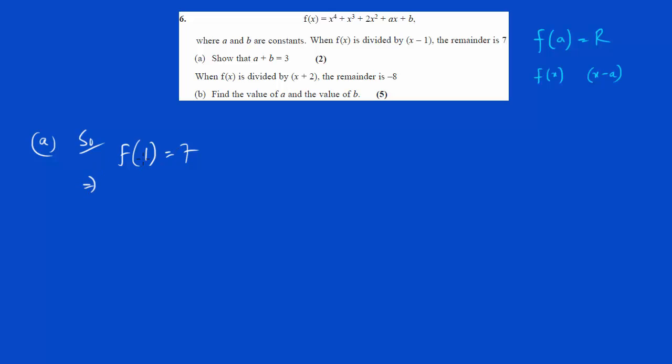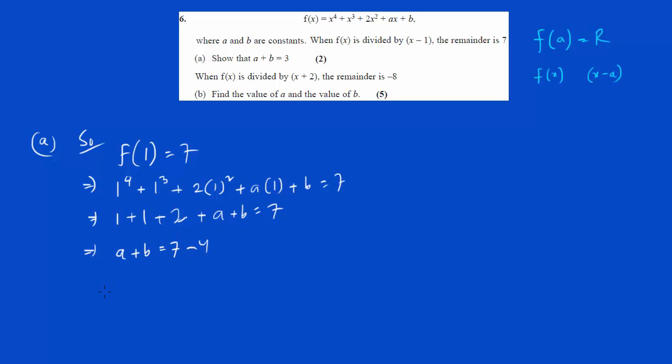So let's put the value of f(1) in the original expression. It would be x to the power 4, so 1 to the power 4 plus 1 to the power 3 plus 2 times 1 squared plus a times 1 plus b equals 7. So 1 to the power 4 is 1, 1 cubed is 1, plus 2, plus a plus b equals 7. So 1 plus 1 plus 2 is 4. We can write a plus b equals 7 minus 4. Therefore a plus b equals 3. That's what we have to show in question A.